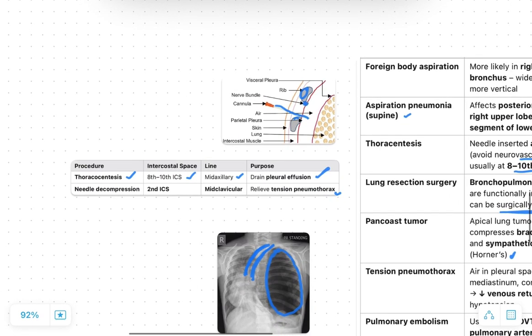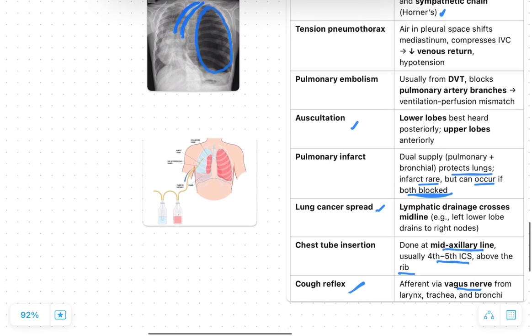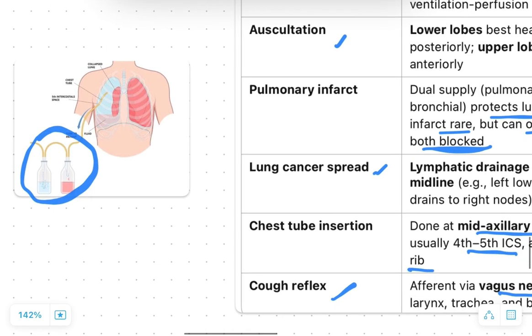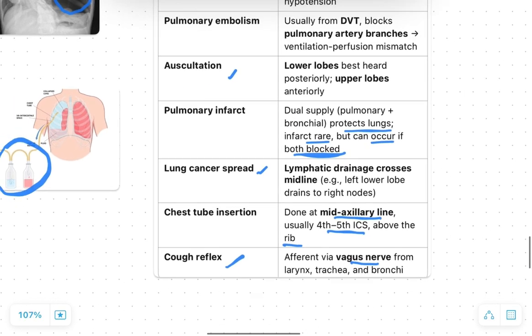And coming to thoracocentesis, 8th to 10th intercostal space, mid-axillary line to drain the pleural effusion. Needle decompression in emergency tension pneumothorax: mid-clavicular line, 2nd intercostal space. And chest tube drain insertion is between the 4th and 5th intercostal space to drain the fluid, at the mid-axillary line just above the rib.